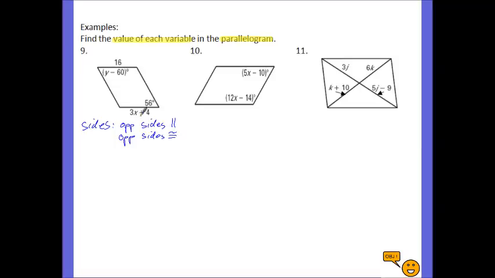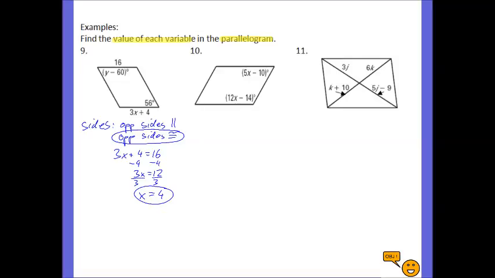Since we're supposed to find the values, we need to go with the sides, the lengths of them, and therefore we use the property that opposite sides are congruent, because that means that 3x plus 4 has to be equal to 16. So let's set up our equation and solve it. 3x plus 4 is equal to 16. Subtract 4, we get 3x is equal to 12. Divide by 3, and x is equal to 4.